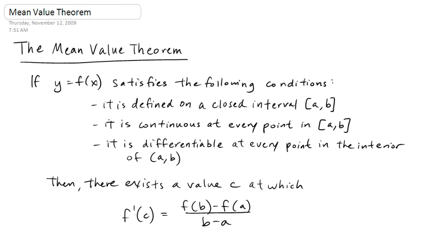Alright, this video is on the mean value theorem. Basically what the mean value theorem in calculus says is this: if you have a function that satisfies the following three conditions, it has to be defined on a closed interval, and it's continuous at every point in that interval, and it's differentiable at every point of the interior of the interval, then there exists some value c in the domain of the function at which the instantaneous rate of change is equal to the average rate of change.